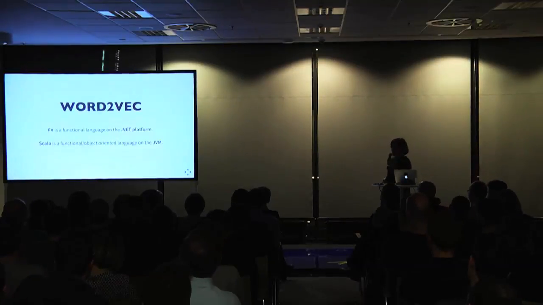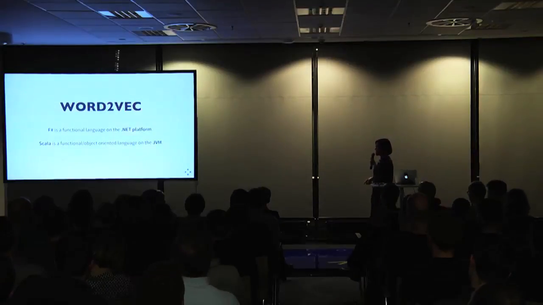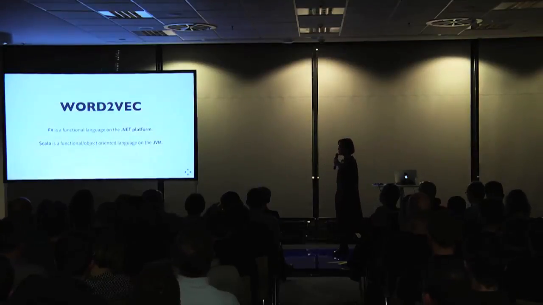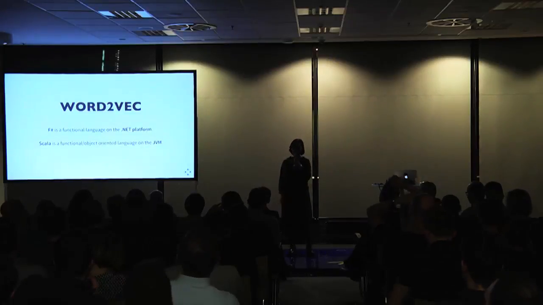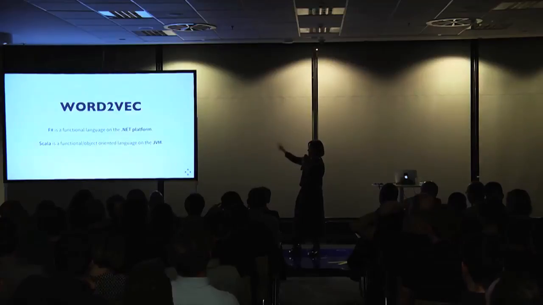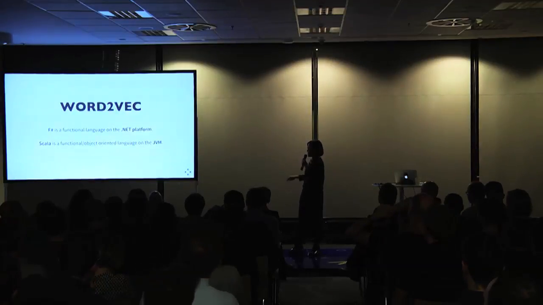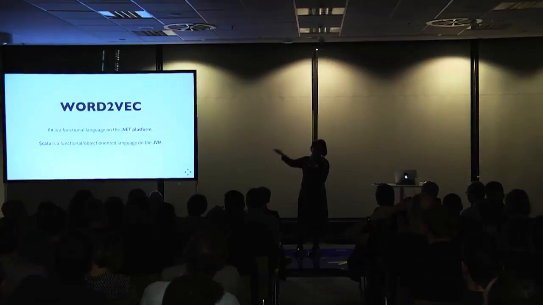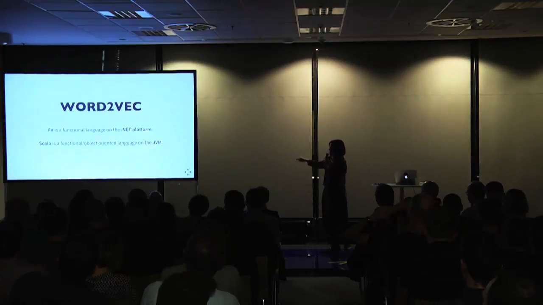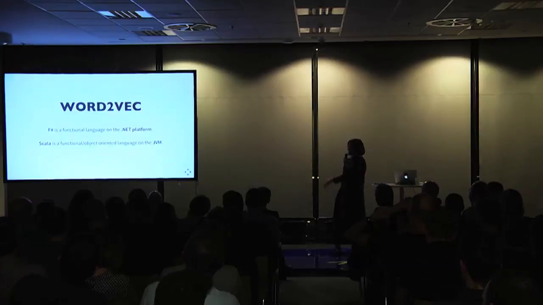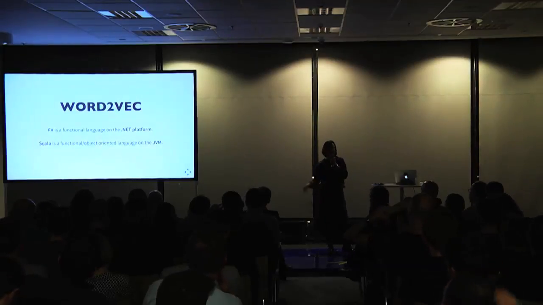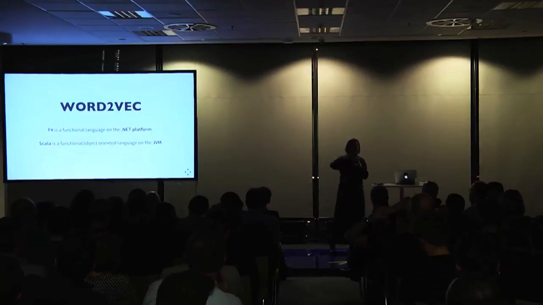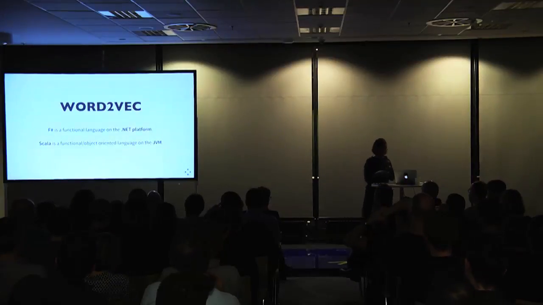So, for example, if I have two sentences, F-sharp is a functional language on the .NET platform, and Scala is a functional object-oriented language on the JVM. So you can see that both of the languages are in a similar context in a way. So now I know that the .NET platform is something that the language is on, and the JVM as well, and that both F-sharp and Scala are on the functional side, so they will be used with a similar set of words in a way.